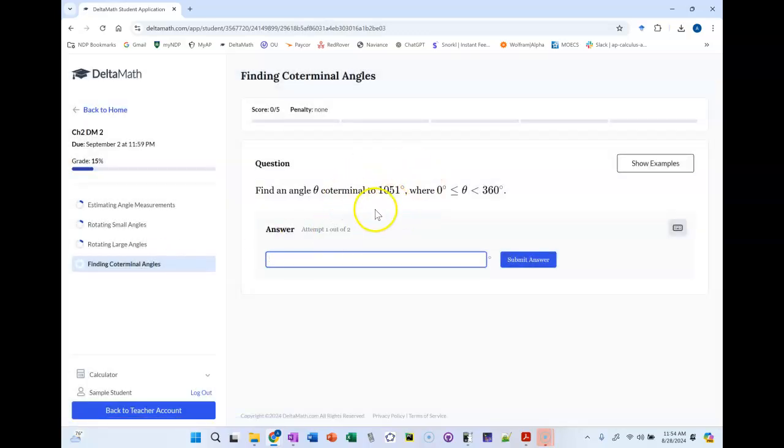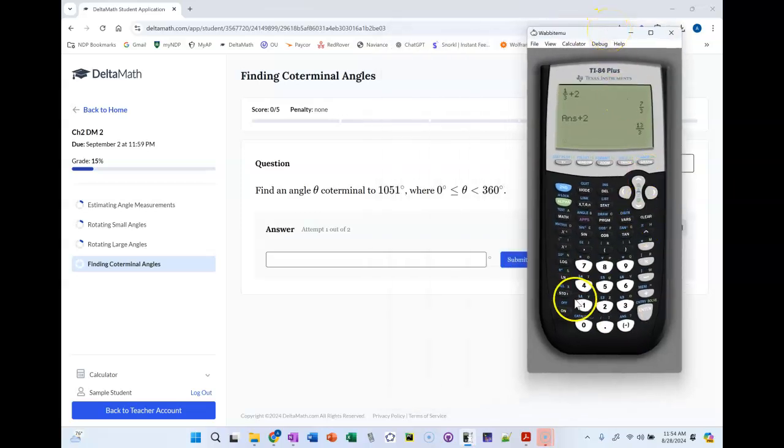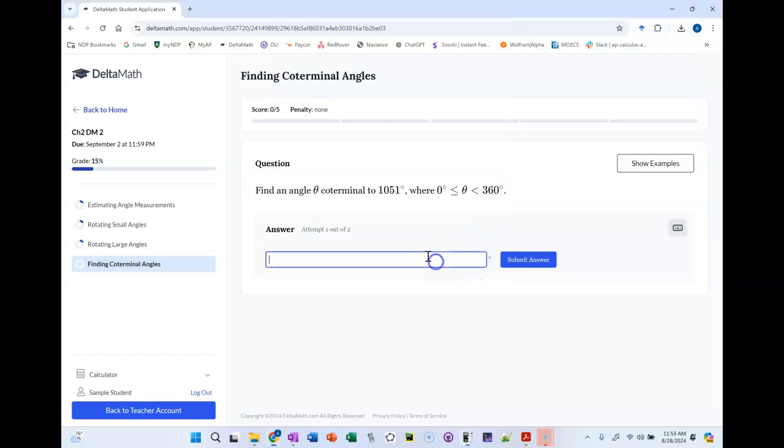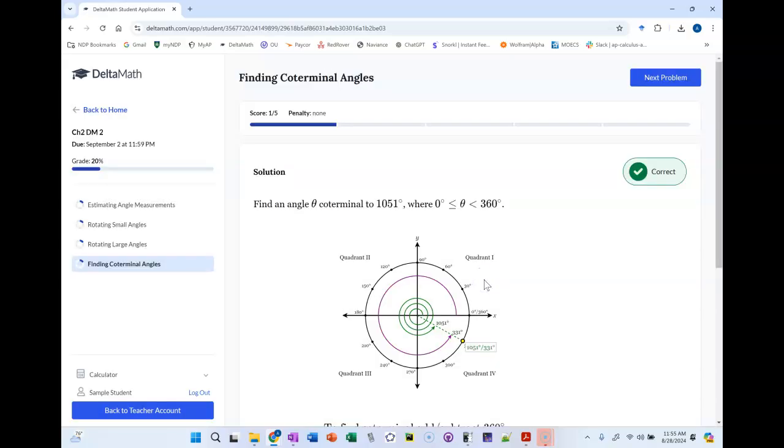And then the last one is going to ask for an angle coterminal, and it gives you a bound. So I need an angle coterminal to 1051 between 0 and 360. Does that coterminal angle need to be bigger or smaller? Smaller. So I'm going to be subtracting 360 from it. If I subtract once, that's not small enough because it's not less than 360. I'll do it again. That's small enough, though. That's less than 360. So I type in 331 and press OK, and it takes it.